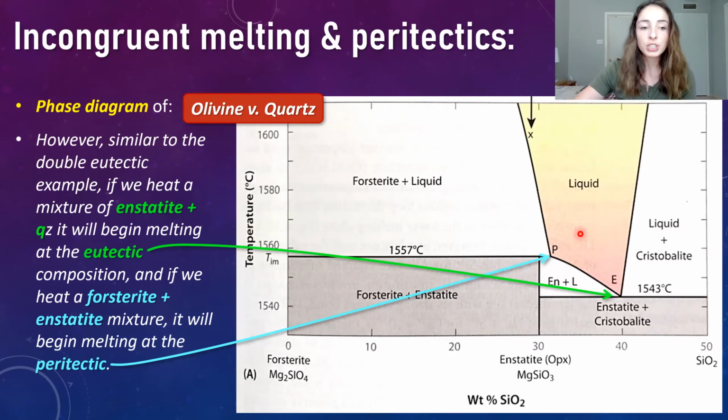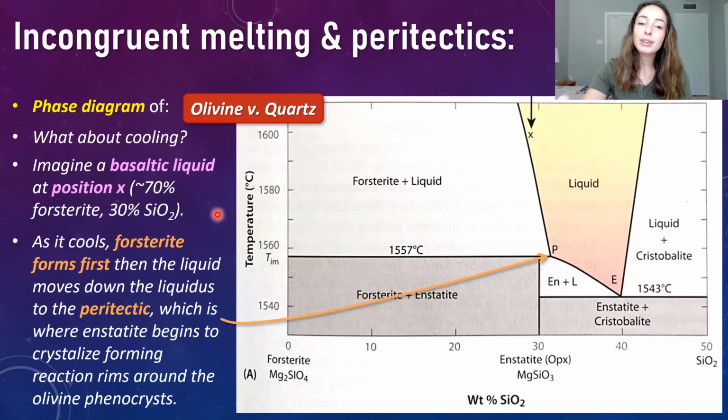However, similar to the double eutectic scenario, if we heat the enstatite plus quartz mixture over here, it will begin melting at the eutectic. So if we just look at this part of the diagram, it's pretty similar to the other scenarios we've been looking at. You heat anything of this mixture, you're going to start melting at the eutectic until you melt everything, and then you reach your original composition, whatever side that was on of the eutectic. And likewise, if we melt a forsterite and enstatite mixture, it will begin melting at the peritectic over here. And so that's a similar scenario.